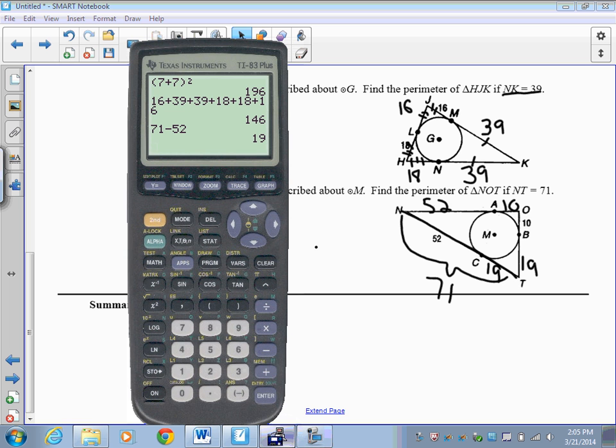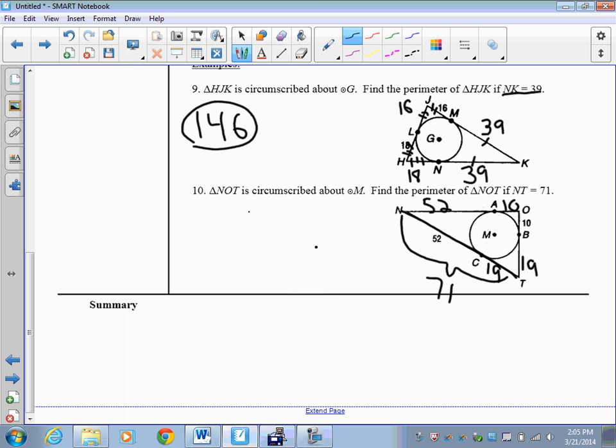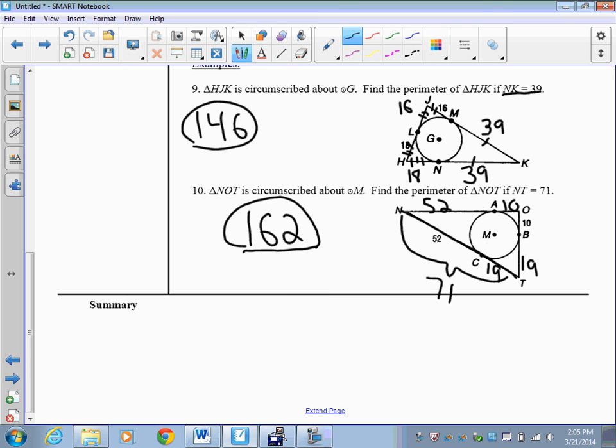There's a faster way you can do this in your calculator. This is how I would do it. Let me see if you're able to follow along with this. 162. So what I did was add 52 twice, 10 twice, and 19 twice. This is maybe a little bit of a shortcut, but not that much from just entering in the six sides. So the answer is 162 for number 10.